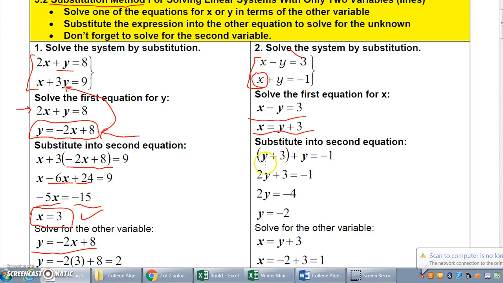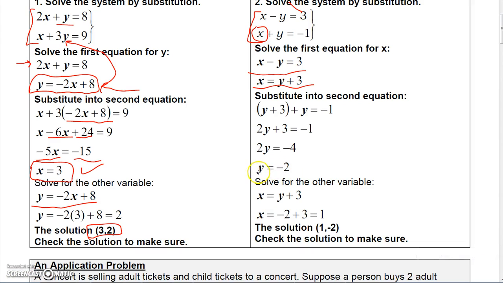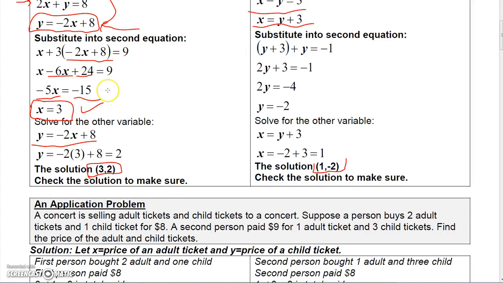And then I just took that equation and solved it for y and got y equals negative 2, and then I plugged the negative 2 up here into where it says x equals y plus 3 to get my x value. So I got my y value negative 2, my x is 1. You can freeze the video and work through that a little slower if you want to.